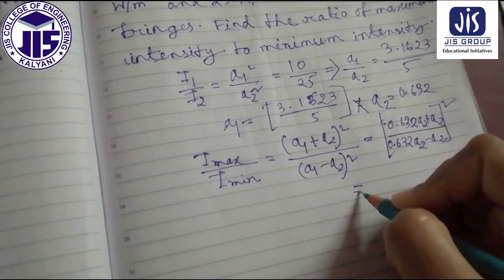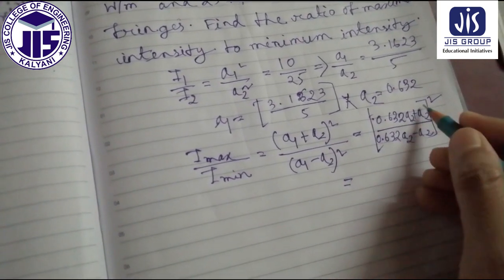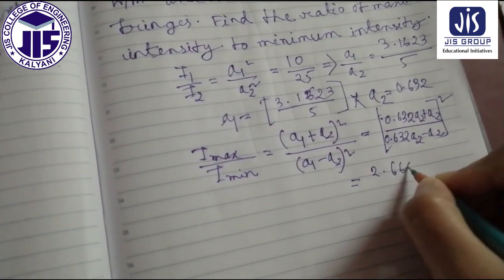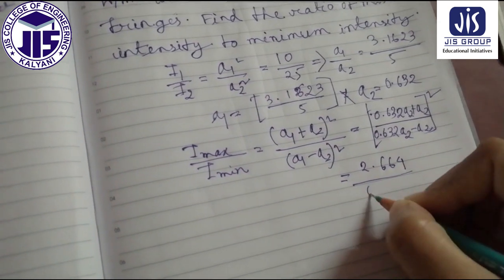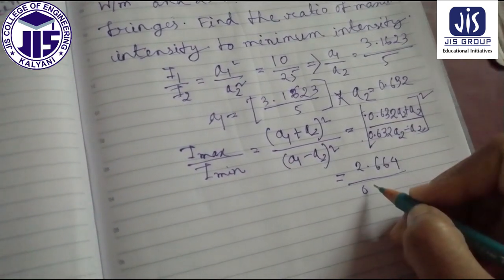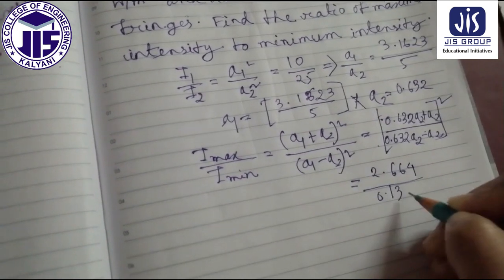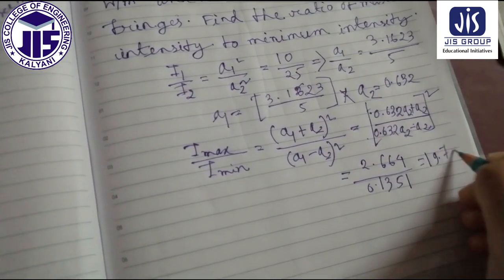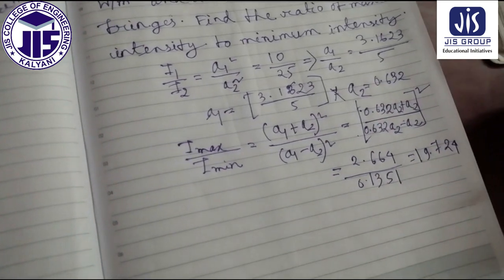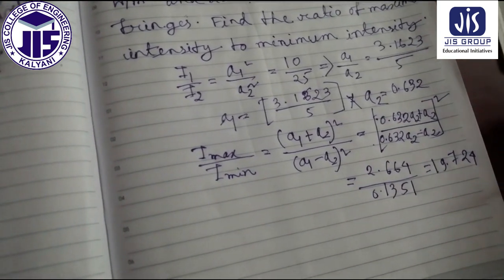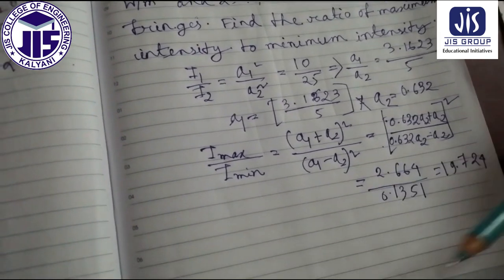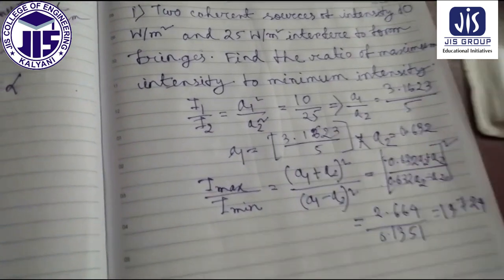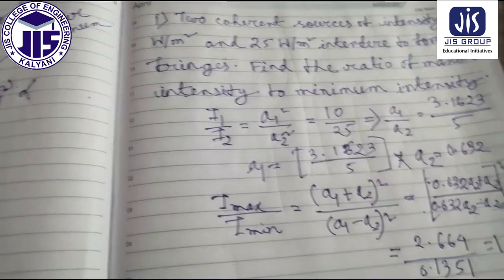If you put it on your calculator, then in the numerator you get 2.664 divided by minus 1, so therefore 0.1351, so it will be equal to 19.724. So this will be the answer. This is the value of the ratio of maximum to minimum intensity. Now let's go to the next numerical.